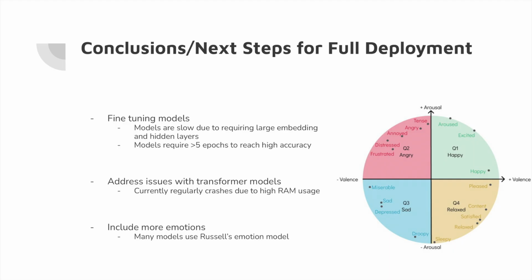Finally, I think it would be ideal to include more emotions than the 3 that we used in this project. Specifically, many datasets and models use Russell's model, as we can see on this slide here. Russell's model has 4 main quadrants, being happy, angry, sad, and relaxed, but also has many subcategories in these quadrants to represent more complex emotions.